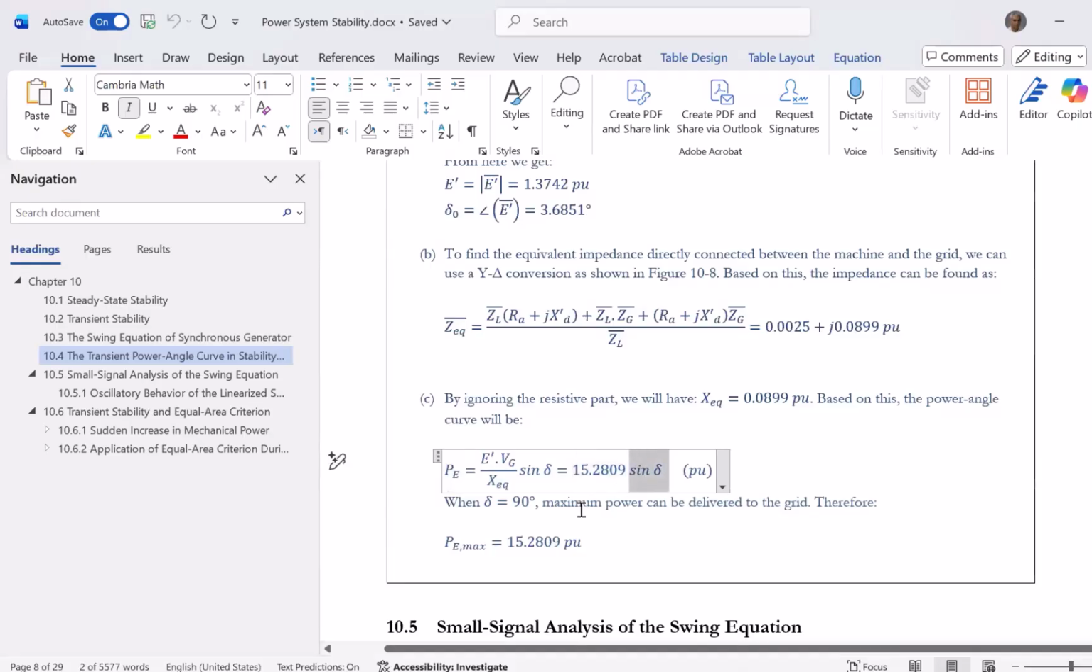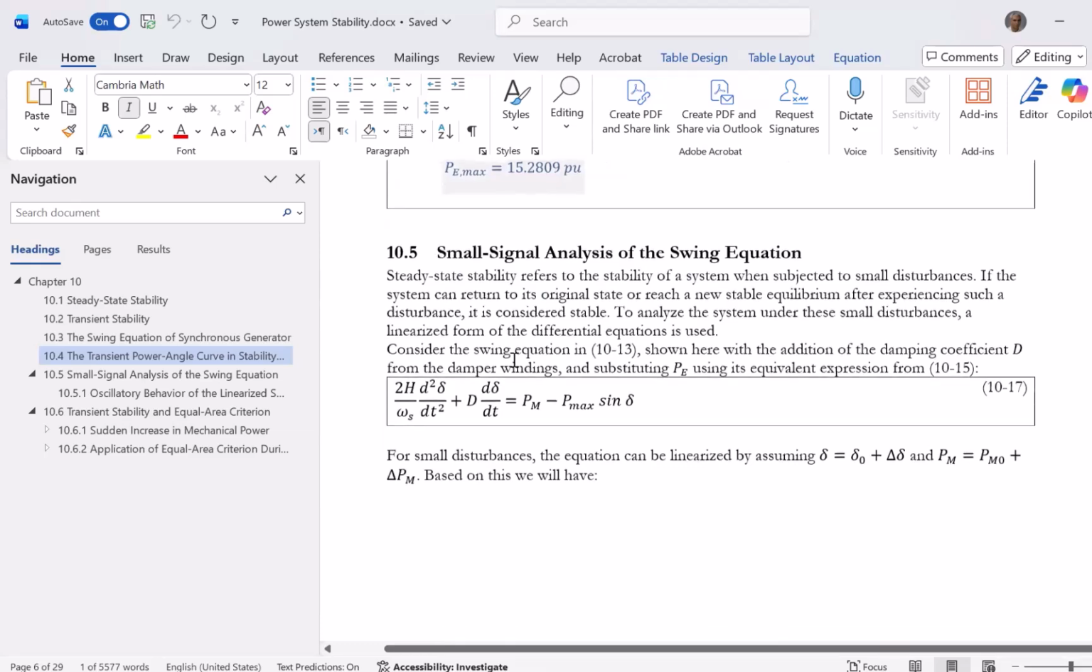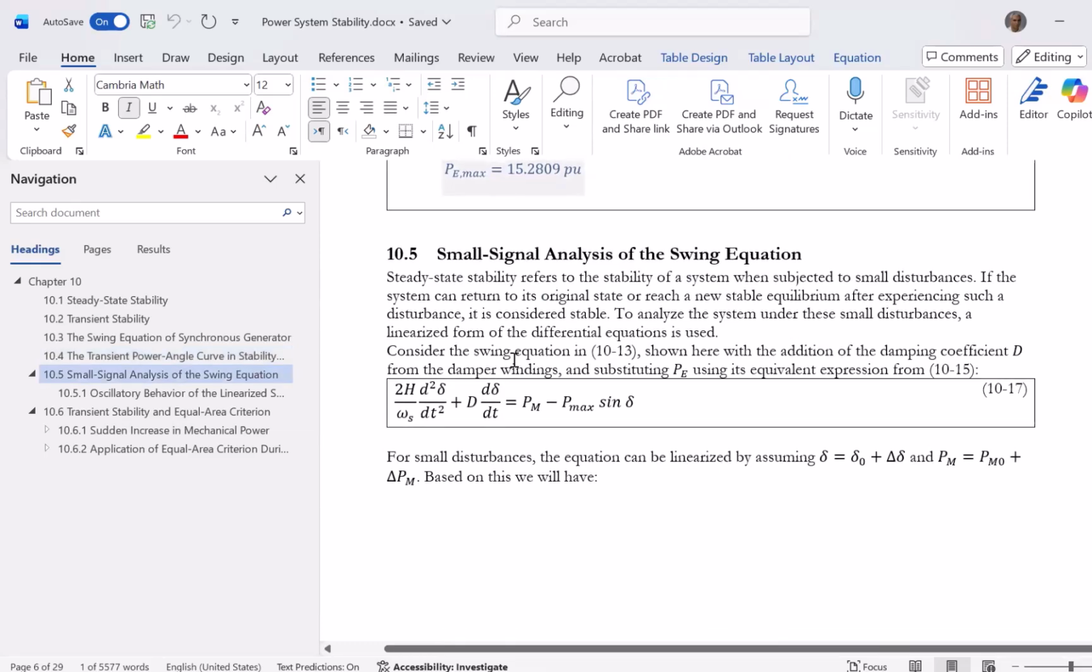And what is the maximum power that can be delivered? This is the maximum power that can be delivered, right? This is P_E max. And now we go to the small signal. So we have two discussions in here. First is the small signal stability. The other is the transient or large signal stability.